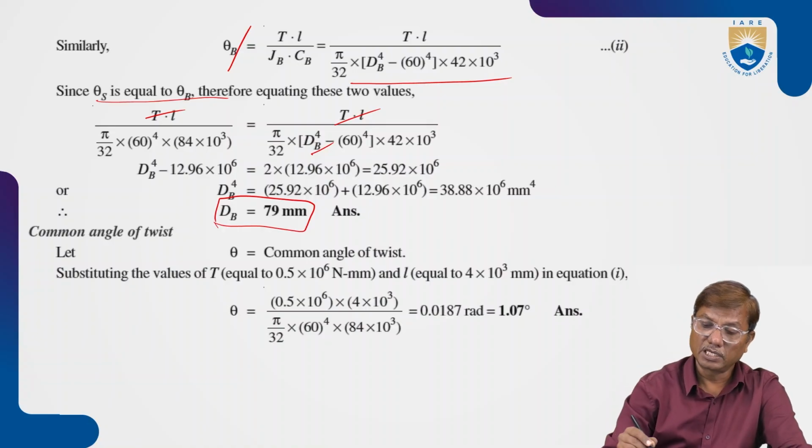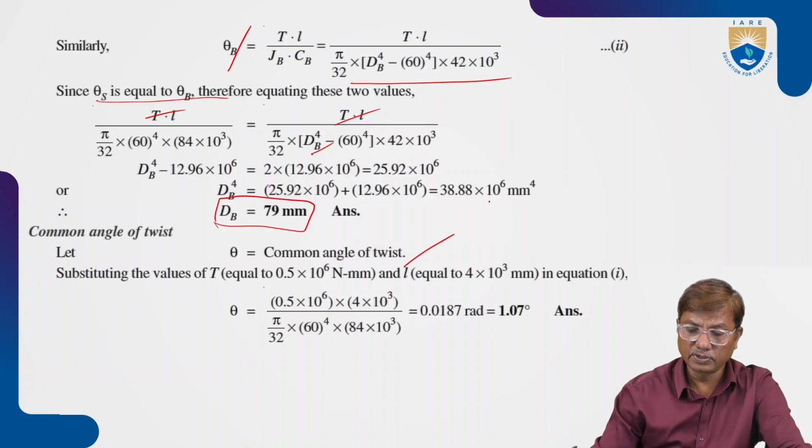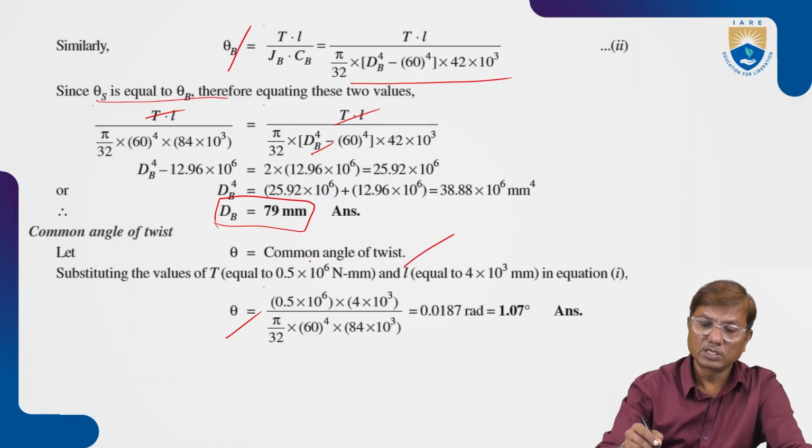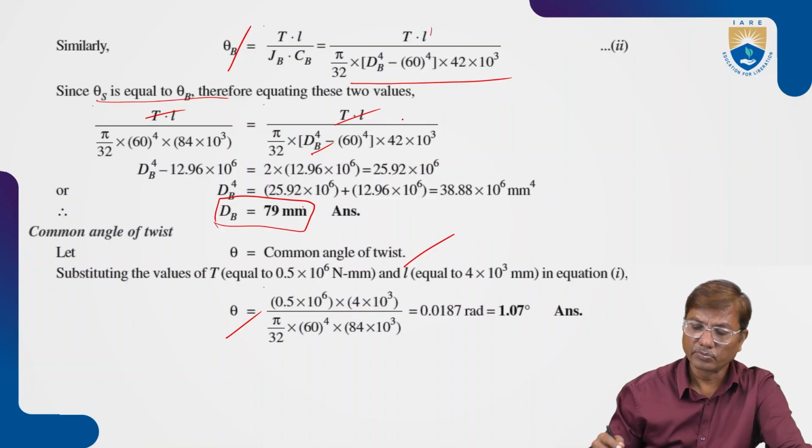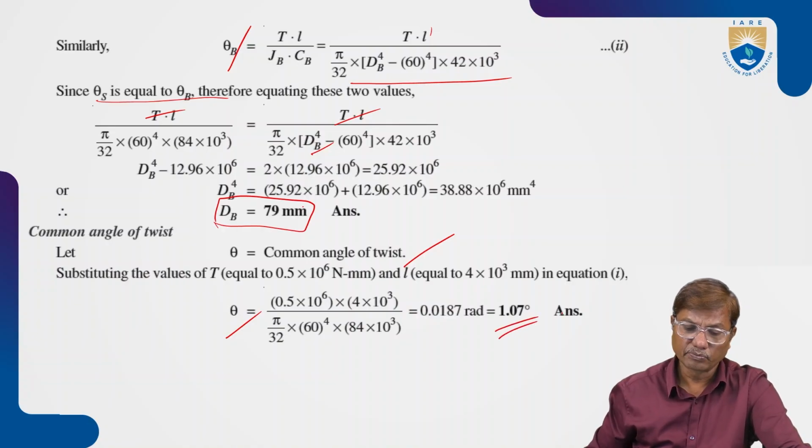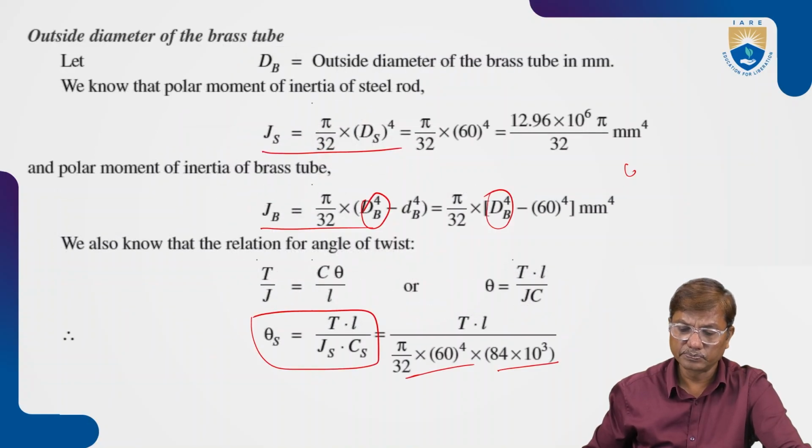And what is the common angle of twist? Common angle of twist, you can find by substituting this value of dB here. So you will get angle of twist as 1.07 degrees.